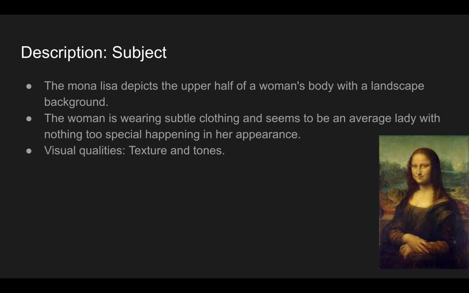The visual qualities of the painting are mainly texture and tones. As mentioned before, there's implied texture on her hair and her clothing, and the viewer knows what these are supposed to feel like and that these are supposed to have different textures, and Da Vinci does a great job of portraying that. The background adds contrast to the larger emphasis of the woman, and the darker tones of the background emphasize the sort of glowing that the woman's skin appears to have.